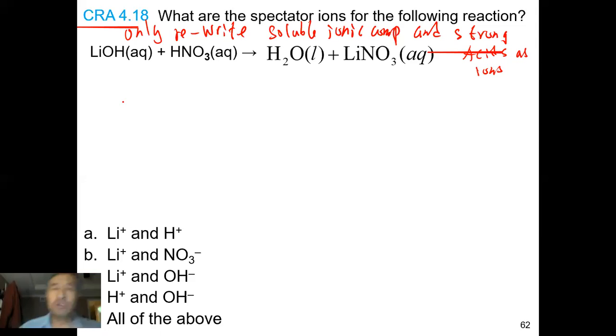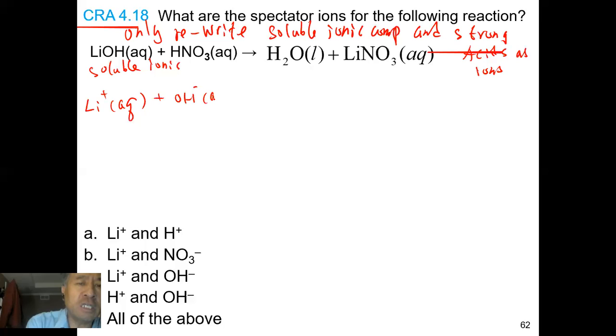So the first reactant is soluble ionic. Therefore, you write that as Li+ aqueous, then OH- aqueous. The second reactant is our strong acid. I call that SA. So therefore, you write that as H+ aqueous, then NO3- aqueous.